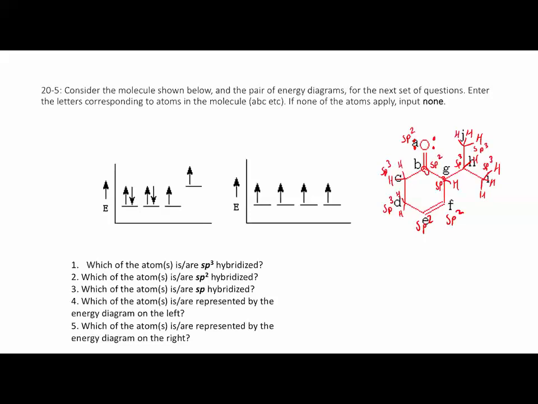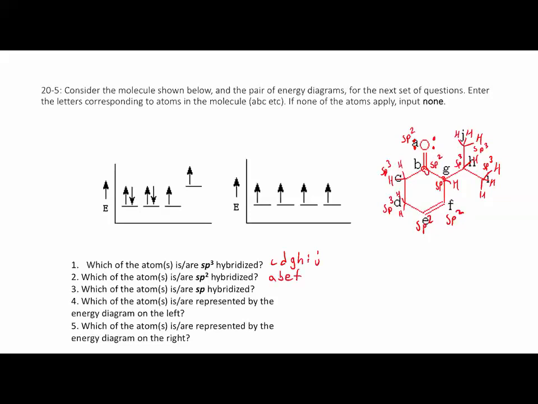So when you get to these questions, you look and it says which of the following atoms are sp3 hybridized. Well, we just did that. So sp3 hybridized, that is C, D, G, H, I, and J. Which of the atoms are sp2 hybridized? We also just did that. You have A, B, E, and F.